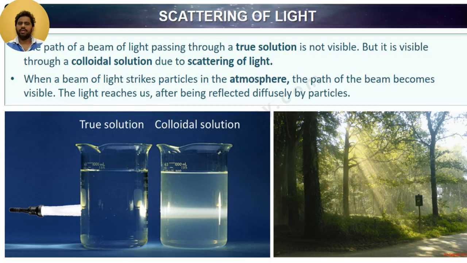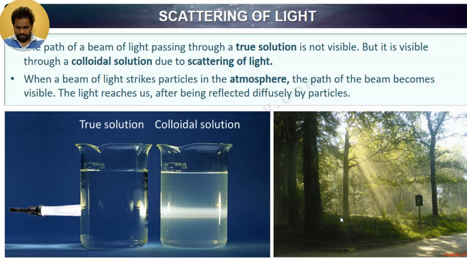The path of a beam of light passing through a true solution is not visible. This is a true solution. When light passes through it, we cannot see the light passing, but it is visible through a colloidal solution. This is a colloidal solution, due to scattering of light. When a beam of light strikes particles in the atmosphere, the path of the beam becomes visible. The light reaches us after being reflected diffusely by the particles.